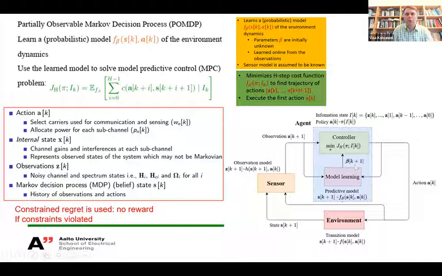In our learning approach, the reward of course tells what's important, and now the reward is associated with the communication and sensing performance. But since we want to make sure that we obey or honor these constraints strictly, we are using something called constraint regret, which basically says that we don't get any reward if we violate these constraints.